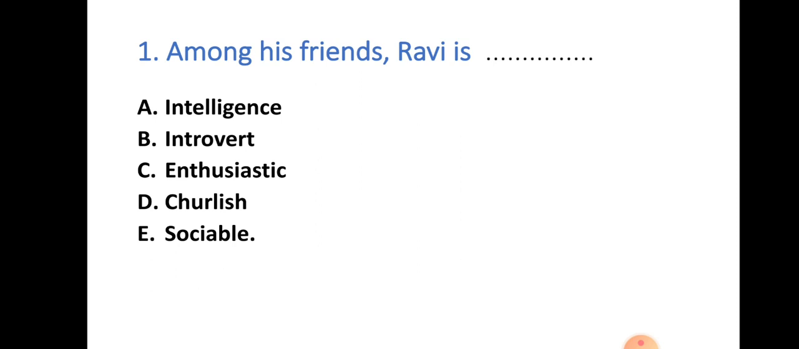You can say, among his friends, Ravi is introvert. Among his friends, Ravi is enthusiastic. Among his friends, Ravi is churlish. Among his friends, Ravi is sociable. You can use any one of these four option choices to complete this statement. The sentence gets completed, and it is also meaningful. So you won't be given these kinds of questions in the exams.